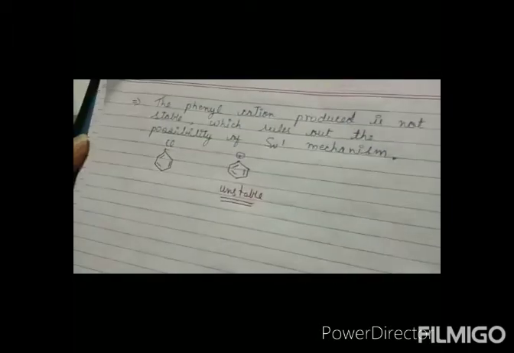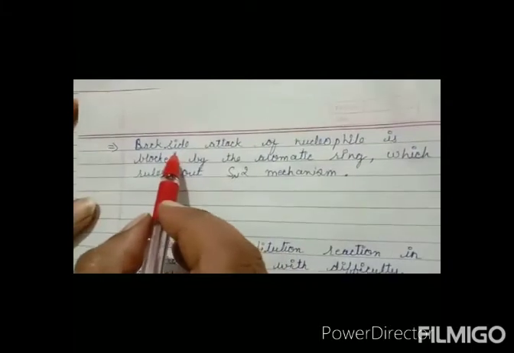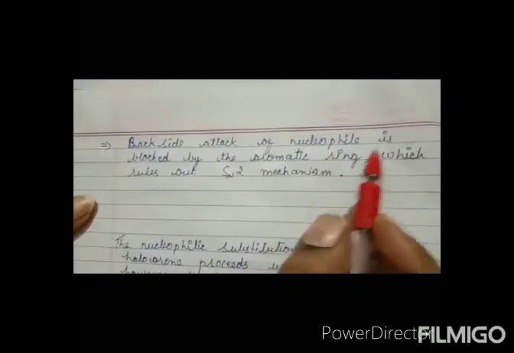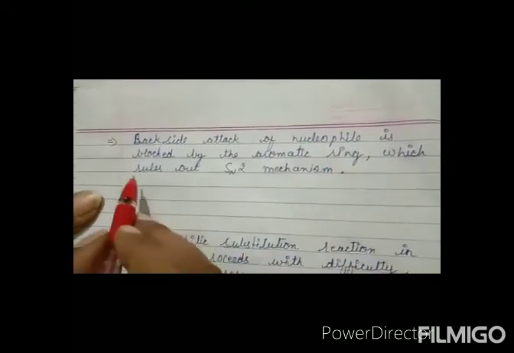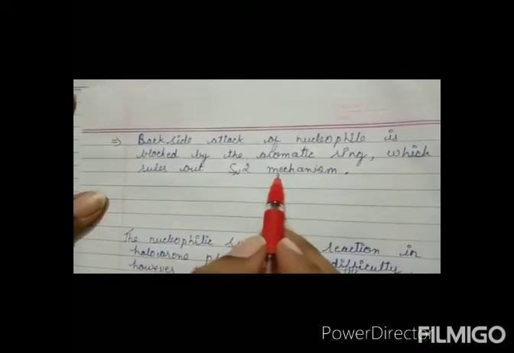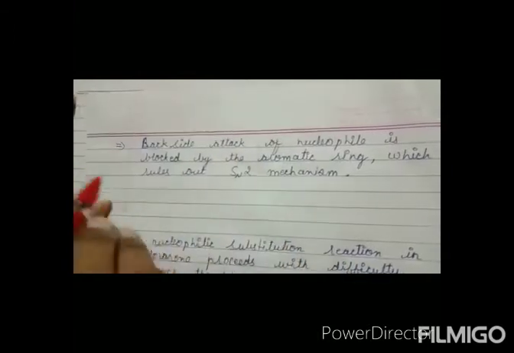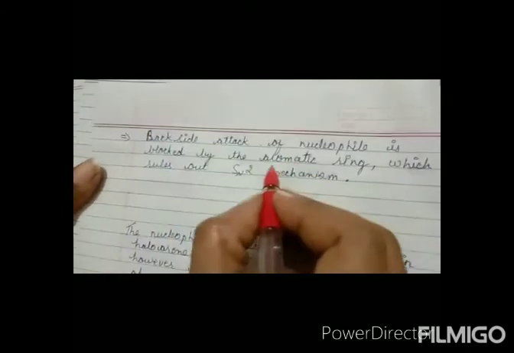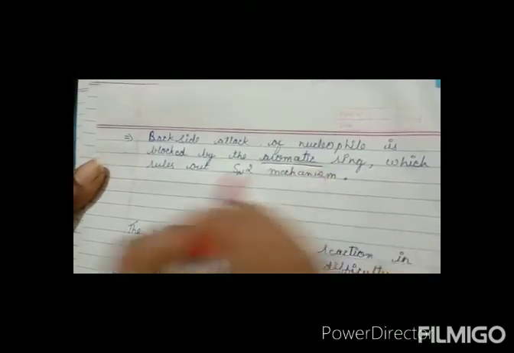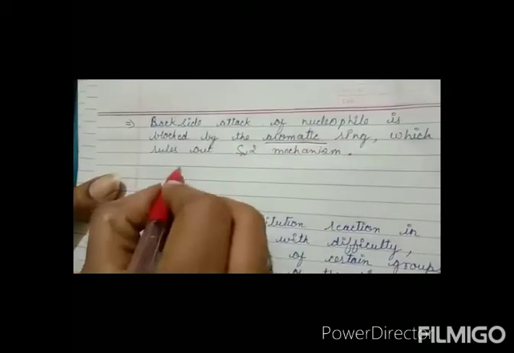The next reason is the backside attack of nucleophile is blocked by the aromatic ring, which rules out the SN2 mechanism. The backside attack of the nucleophile, right, which is blocked by what? Which is blocked by the aromatic ring. Now what happens in aromatic ring?